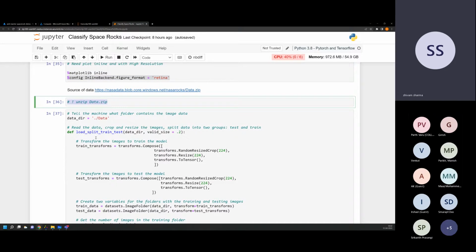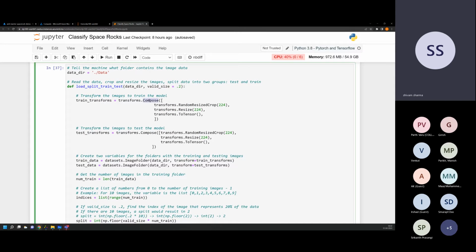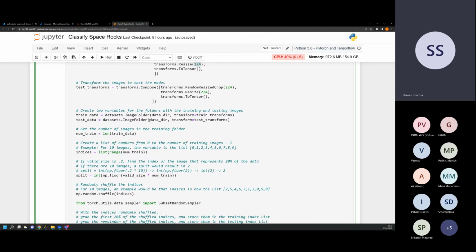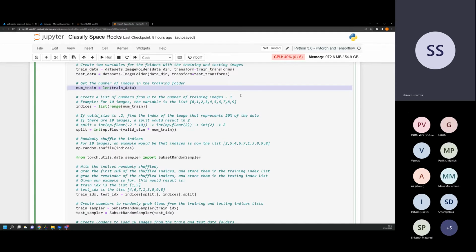You can unzip the data. In Azure Machine Learning, the module should be there. Now we are simply doing a transformation on the training data set and the testing data set. The images are being cropped over here. They are being resized, and they are getting converted to tensors. And then we are just setting two variables for the path of the training and the test data set, and then the length of the training folder as such. And it's just one minus from the entire length of it, because the indexing starts from 0. So one minus over there.